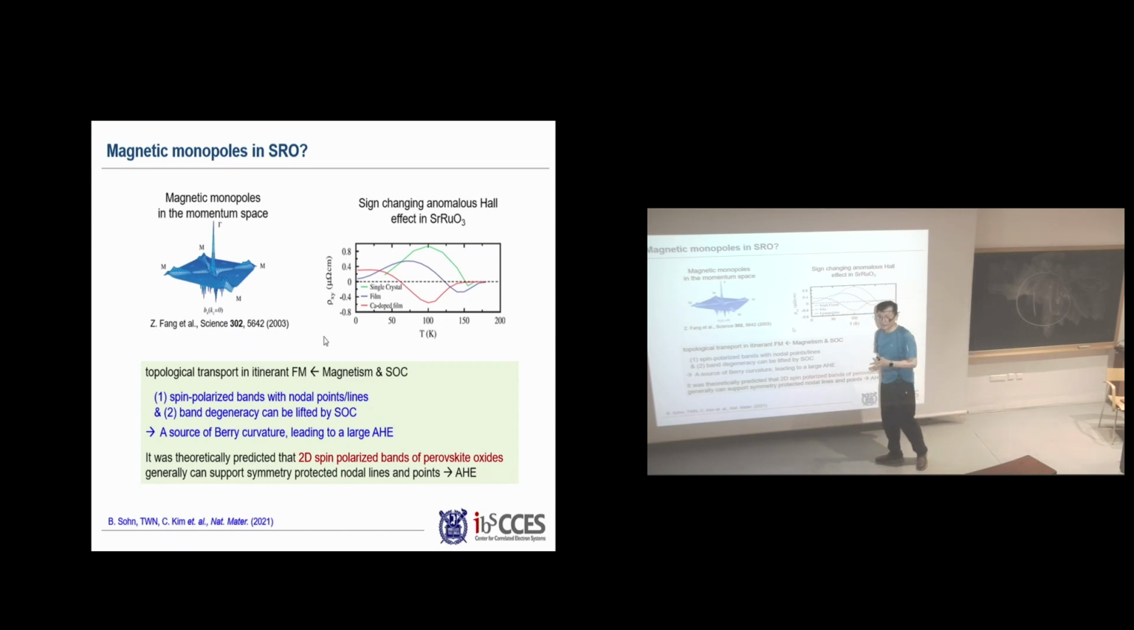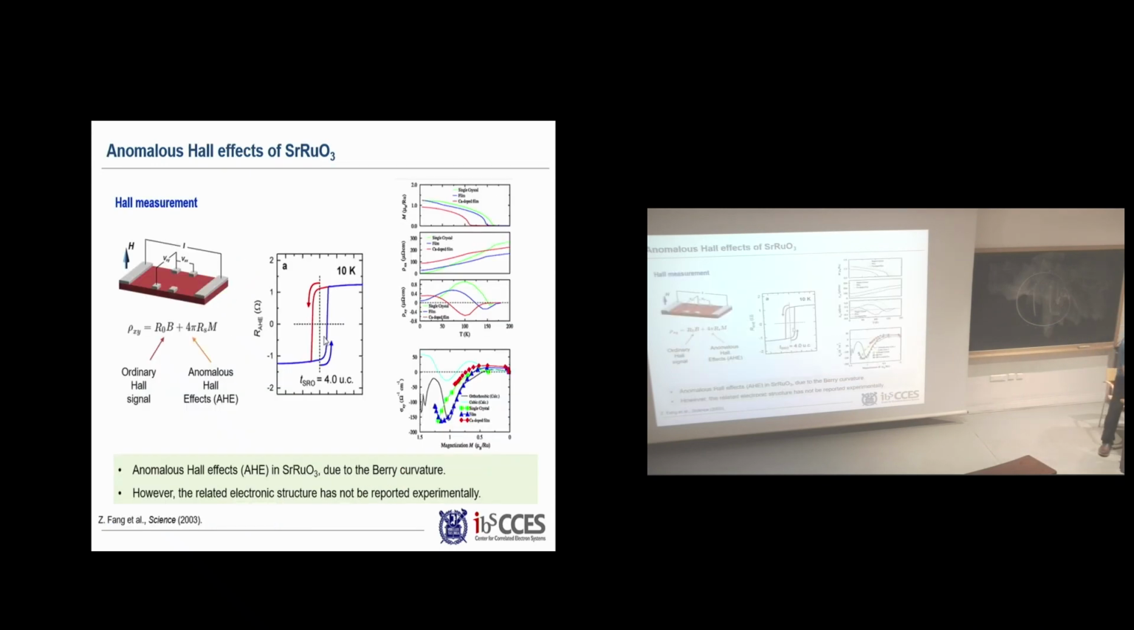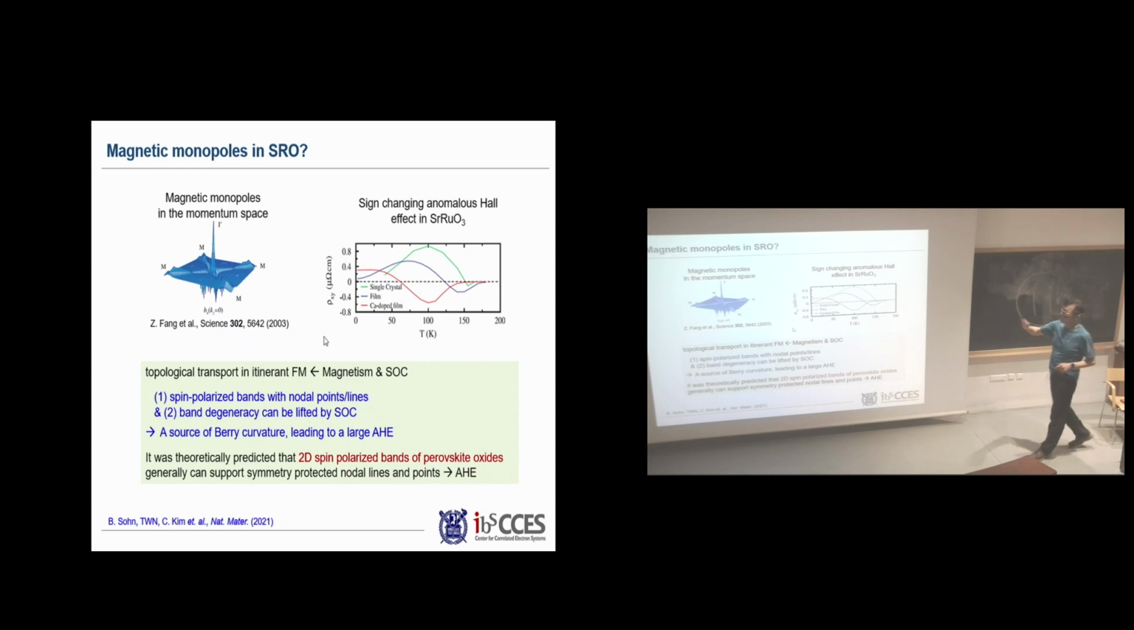It is reported for other 2D material systems, but even for strontium ruthenate, they never measured the electronic structure. But more generally, nowadays, people believe that if you have magnetism and spin-orbit coupling, so if you have an itinerant ferromagnet, you can have a topological effect.